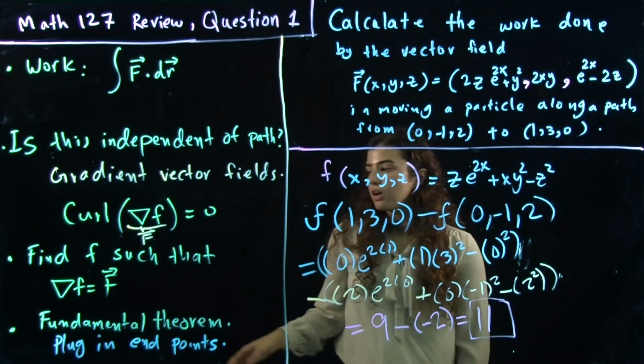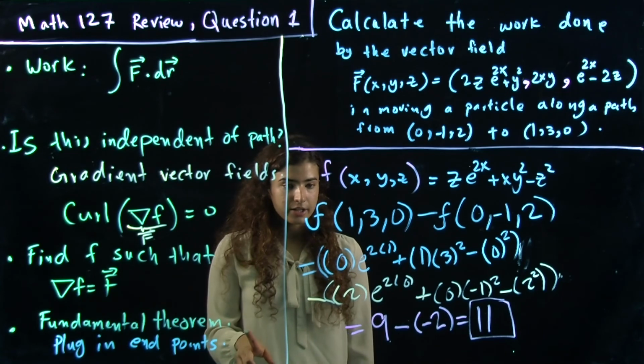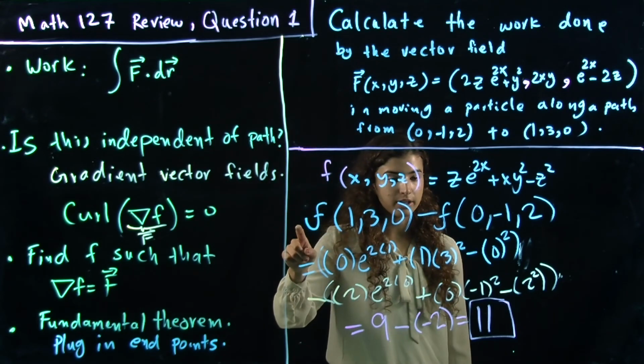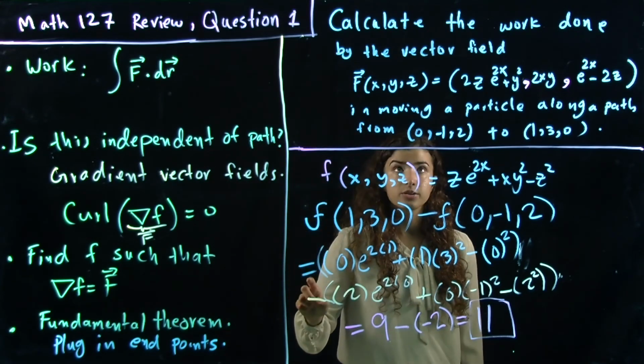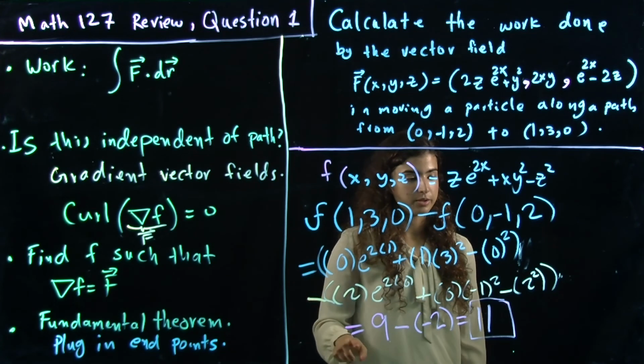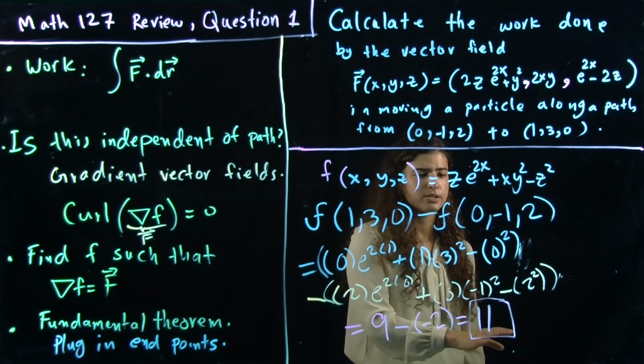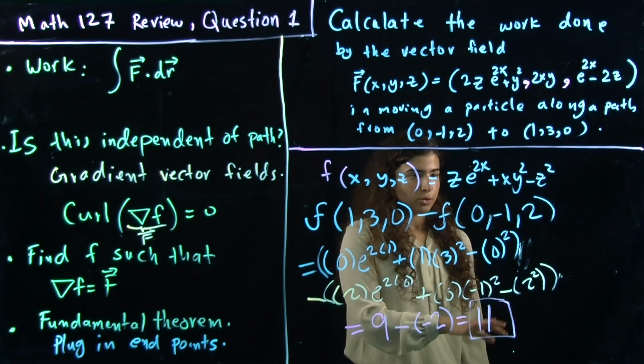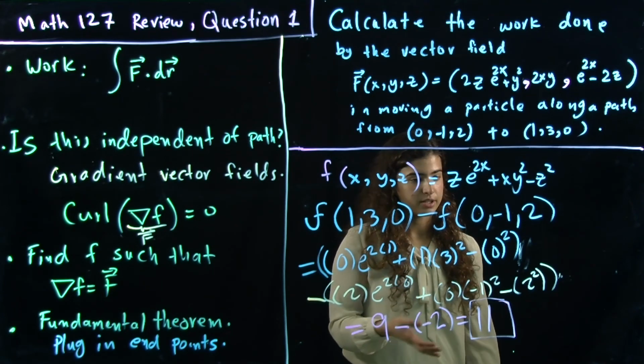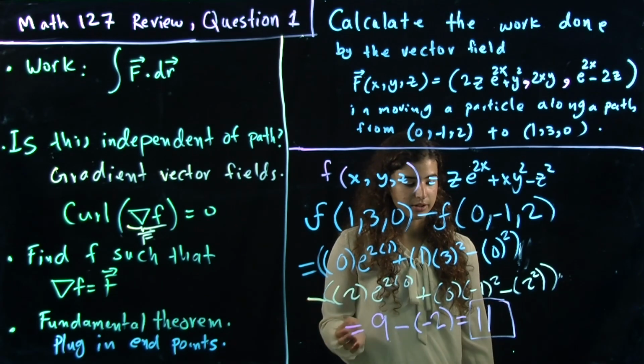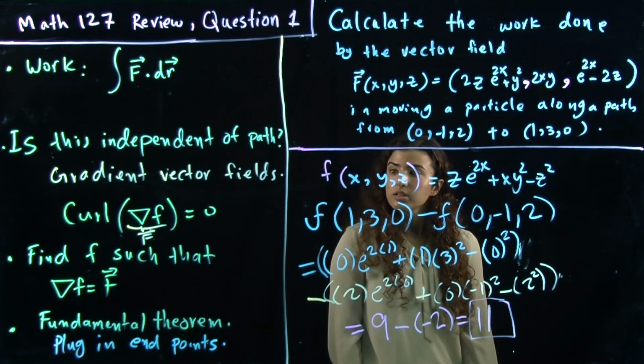And once we had that, we could use the fundamental theorem of a line integral to plug in our final and initial points, and then doing that, we found the work that was done. And the units for this would probably be force times some sort of distance, so for example newtons times meters. And that is it.